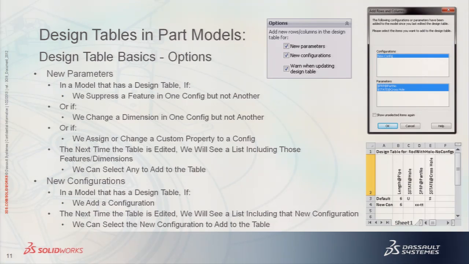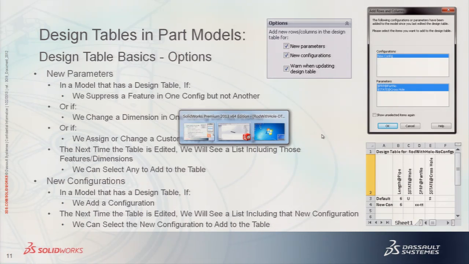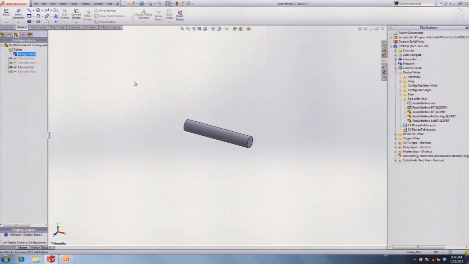A big point about these options, you see them when you create the table. You can also change them at any point after the fact. If you go to edit feature on the design table, you can get these to come right back up. Right click. Edit table or edit feature up there at the top. Edit feature will bring up those same properties, and you can change them if you need to.